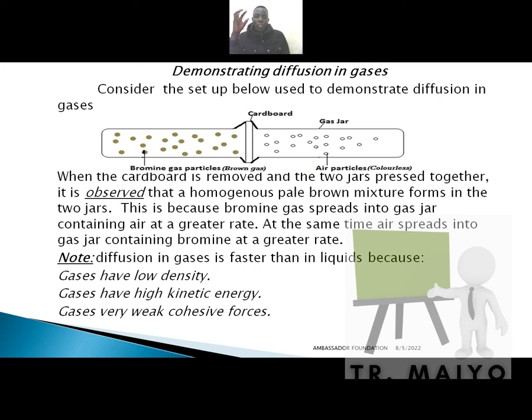When you compare diffusion in the three states of matter, it takes place very fast in gases simply because of the following three reasons. Gases have a low density. Gases have a high kinetic energy. Gases have very weak cohesive forces holding the gas particles together. That is the point. So there are two factors that affect diffusion in gases or even in liquids. Number one is, as I've said, temperature. Number two is the density of the diffusing particles.